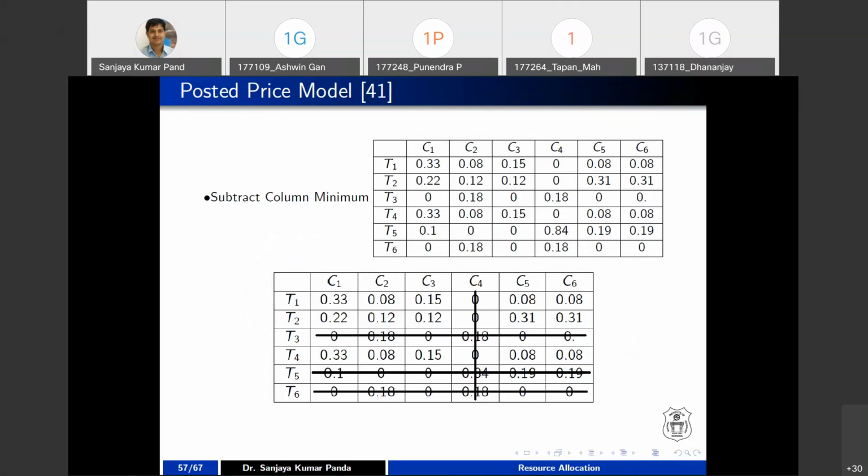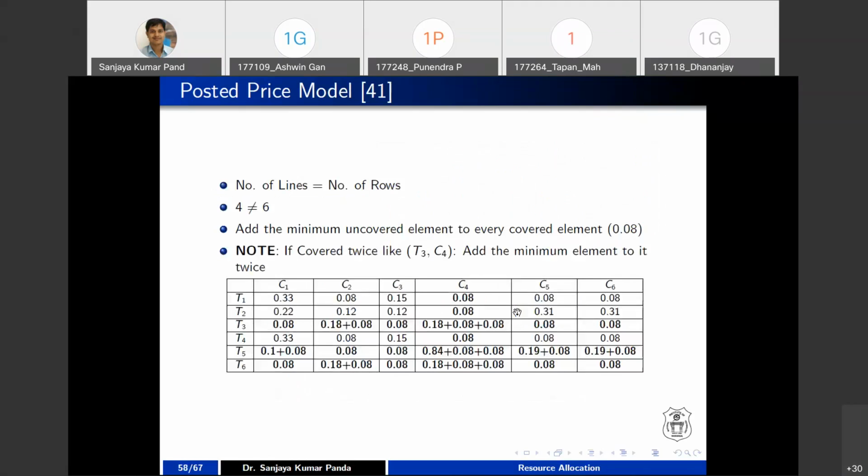You have to add this value to the covered element. Covered element means the line element. So you can see this 0 will become 0.08. But what about this point? This element is covered twice. As this element is covered twice, what you can do? You have to add 2 times 0.08. So if you see here, this value is added 2 times 0.08, which is the minimum uncovered element.